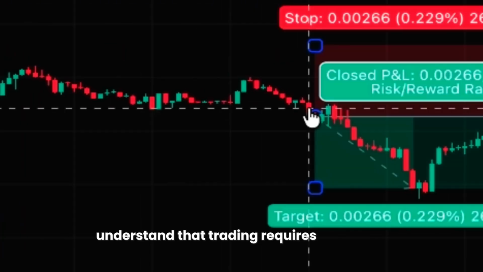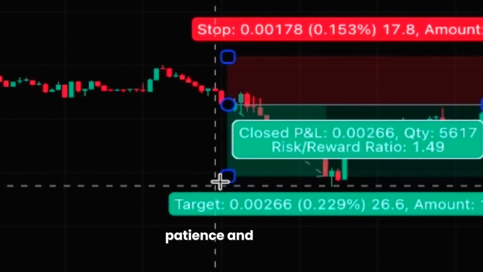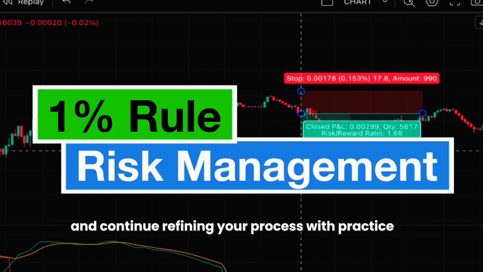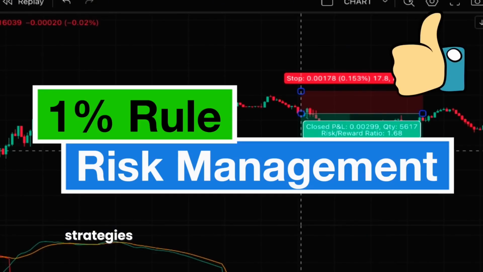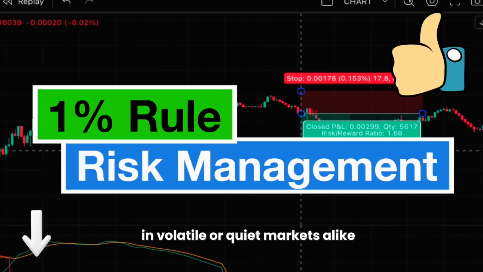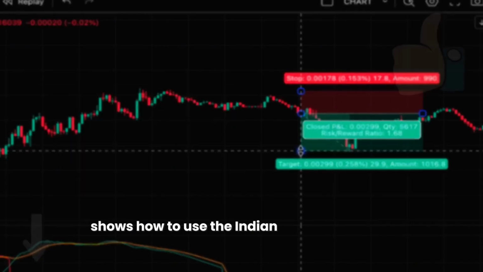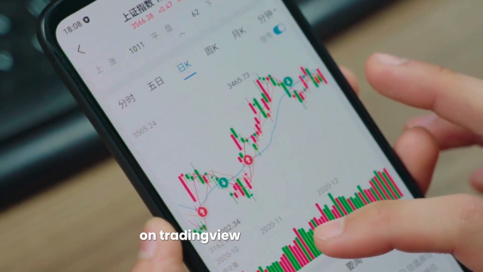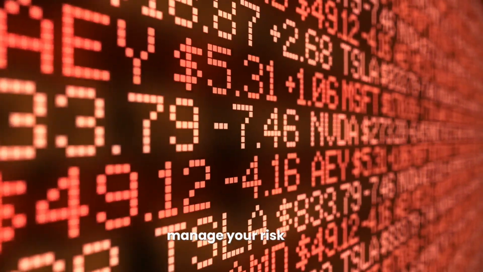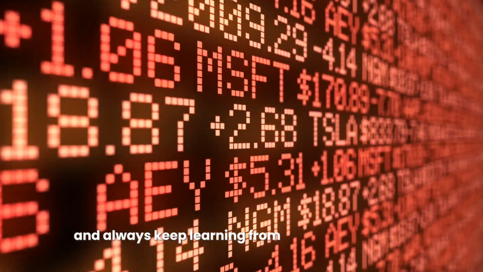Understand that trading requires consistency, patience, and risk control. A well-tested system like this can yield solid results over time if executed with discipline, valid signals, avoid emotional trades, and continue refining your process with practice and proper management. Strategies like this can help identify clear opportunities in volatile or quiet markets alike. This walkthrough shows how to use the Andean Oscillator and ADX combination on TradingView through a simple, structured approach. Stay patient, manage your risk wisely, and always keep learning from each trading session.